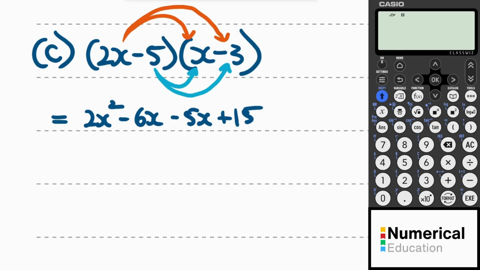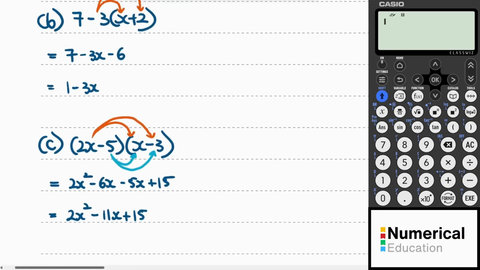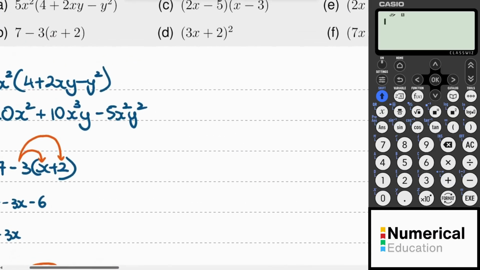Have a quick scan of the answer there. Can we simplify things? Yes, we can, because these two terms in the middle are like terms. So always simplify. The 2x squared remains. Negative 6x minus 5x is negative 11x. Plus 15. Can't simplify that anymore, so that will be our final answer. We're doing very well. We're going to move on to part D.